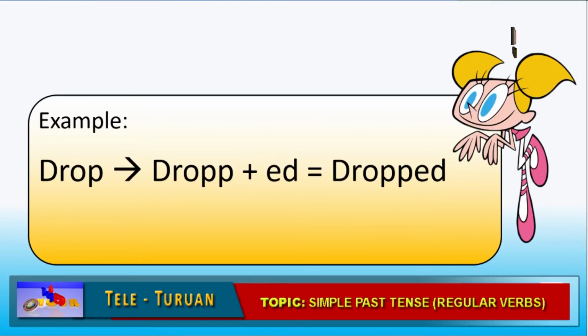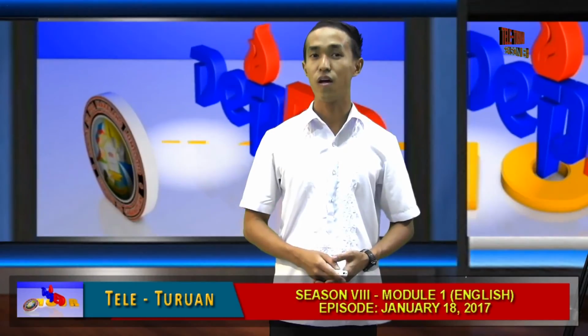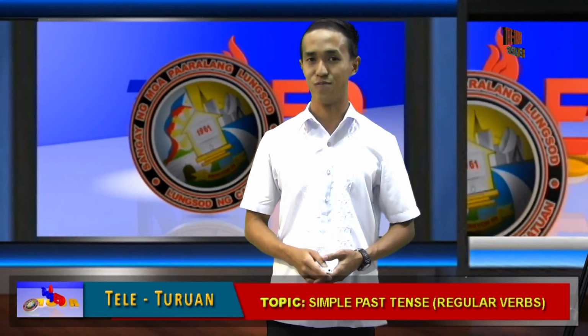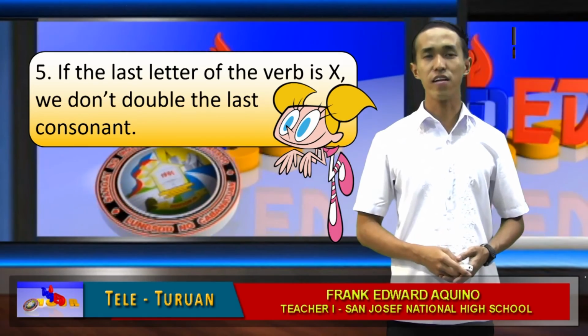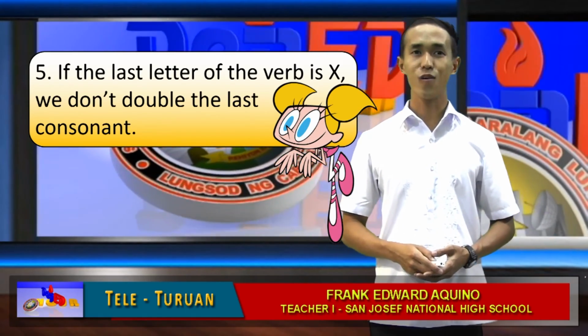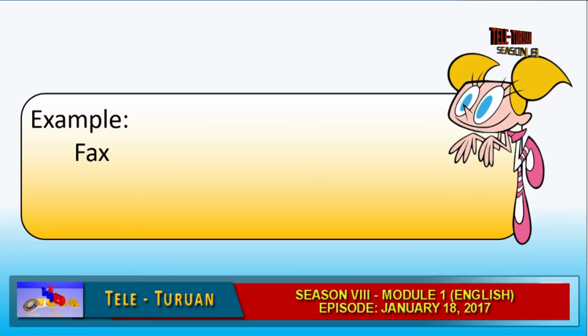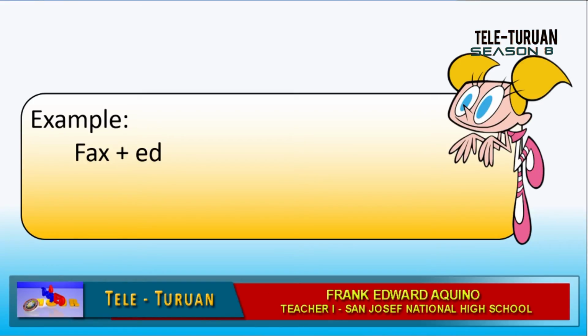Let's try that in a sentence. The teacher dropped the chalk. Where is our verb? Okay, the word dropped, which ends in ed. Number 5. If the last letter of the verb is X, we don't double the last consonant. Let's have an example. The word fax. Since it ends with X, all we need to do is to just simply add ed at the end of it. So we will have the word faxed.